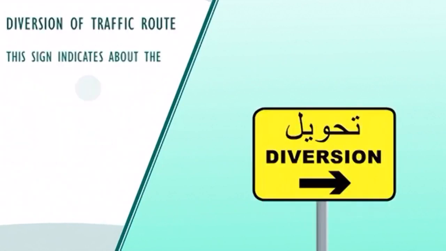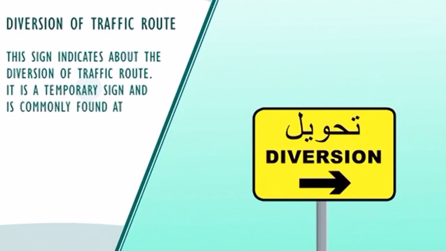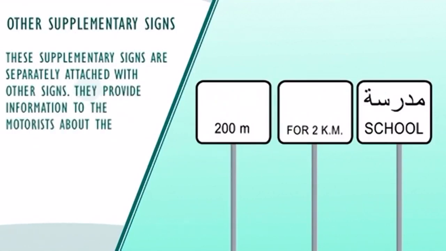This sign indicates the diversion of traffic route. It is a temporary sign and is commonly found at construction zones. These supplementary signs are separately attached with other signs. They provide information to the motorists about the distance or a specific place.